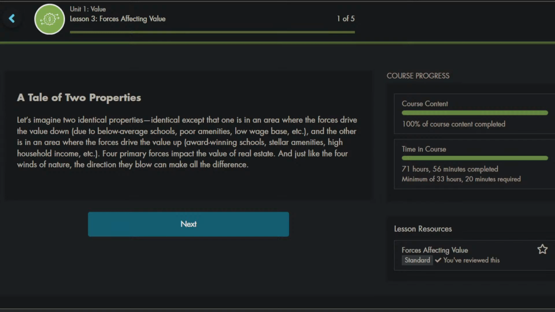A tale of two properties. Let's imagine two identical properties. Identical except that one is in an area where the forces drive the value down due to below average schools, poor amenities, low wage base, etc., and the other in an area where the forces drive the value up: award-winning schools, stellar amenities, high household income, etc. 4 primary forces impact the value of real estate. Just like the 4 winds of nature, the direction they blow can make all the difference.